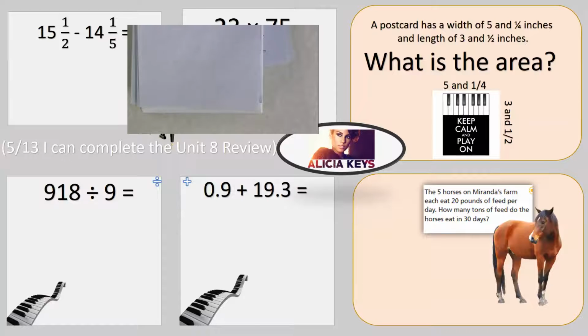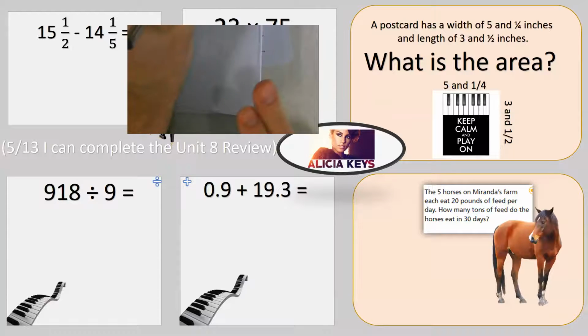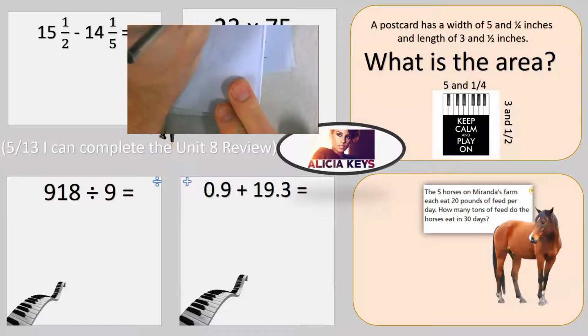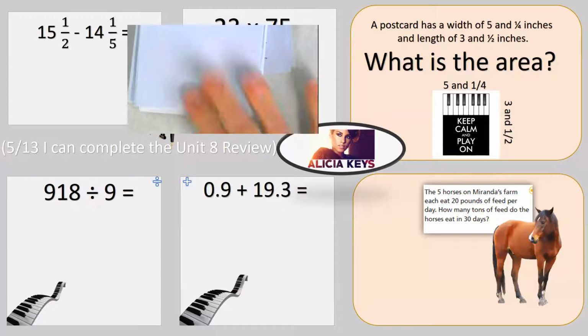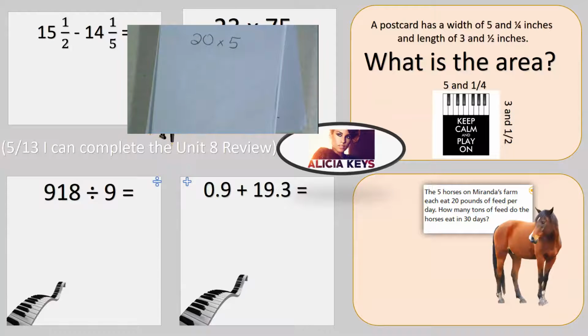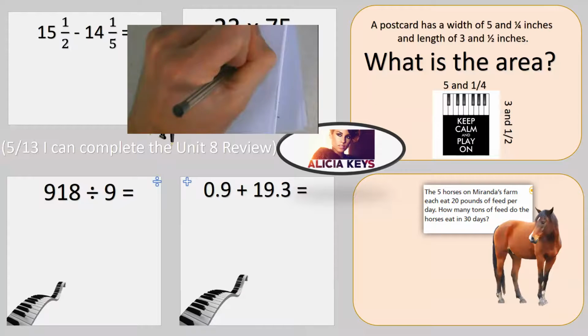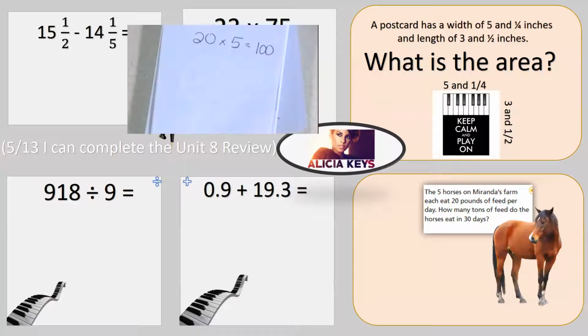Well, the first thing we need to figure out is if there's 5 horses, they each eat 20 pounds a day. We need to figure out how much food's eaten per day total. That'd be 20 times each horse, which is 5. That's 100. So every day there's 100 pounds of food. That sounds like an expensive bill. So what about a month, 30 days?